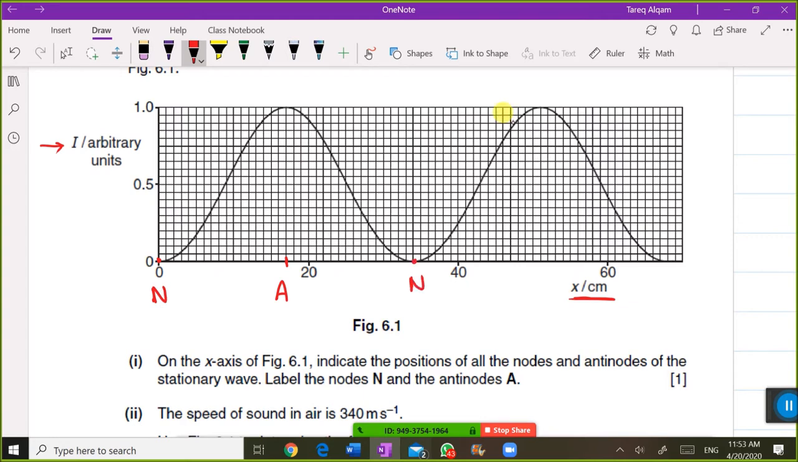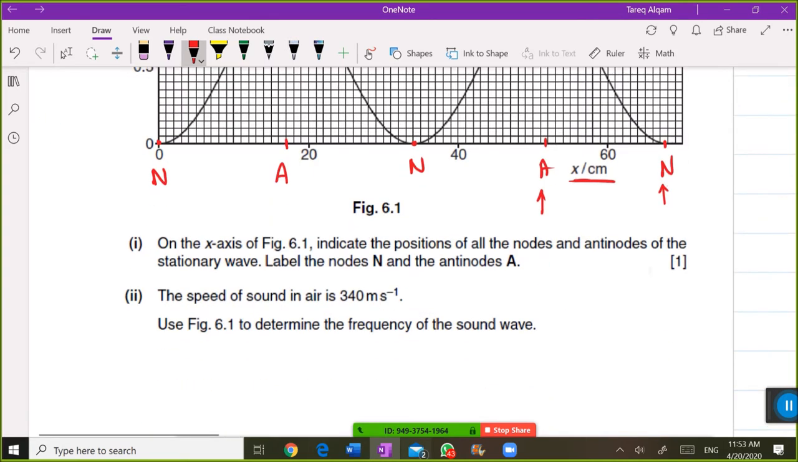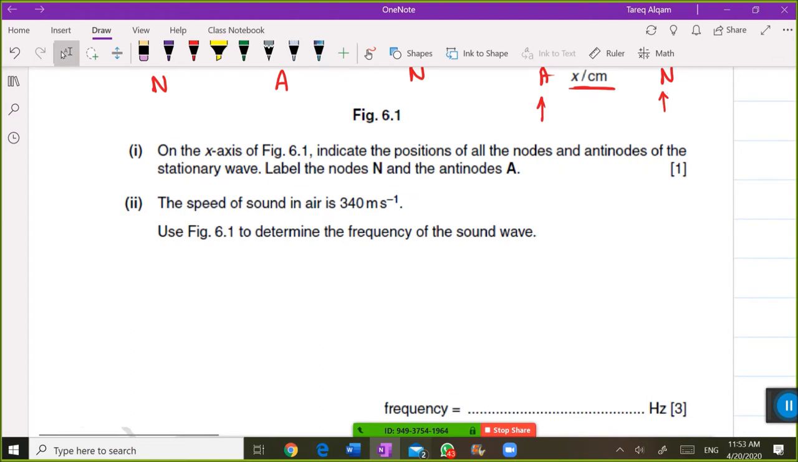This is a node. Guys, at nodes, the intensity is zero. At antinodes, right, the intensity is maximum, right? Because here they interfere destructively at nodes. At antinodes, they interfere constructively. The speed of sound determines the frequency of the sound. And guys, to determine the frequency, I have to find the wavelength.